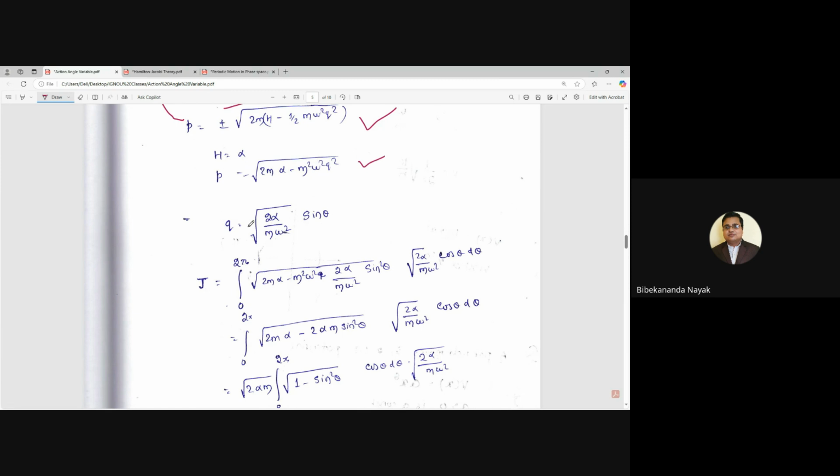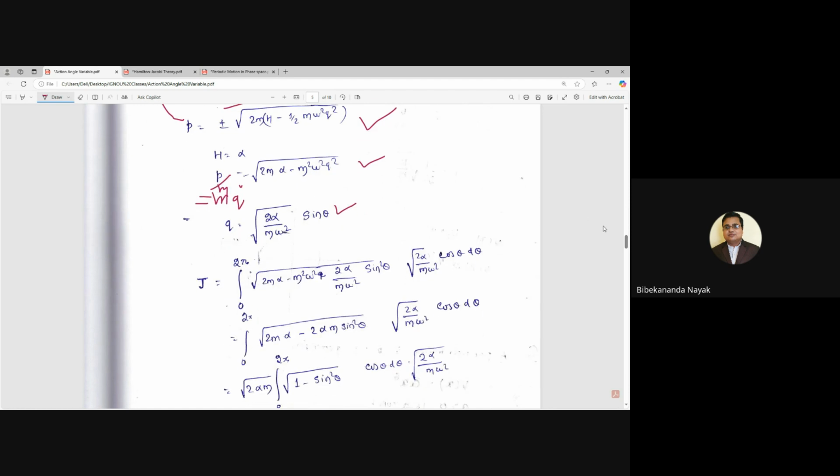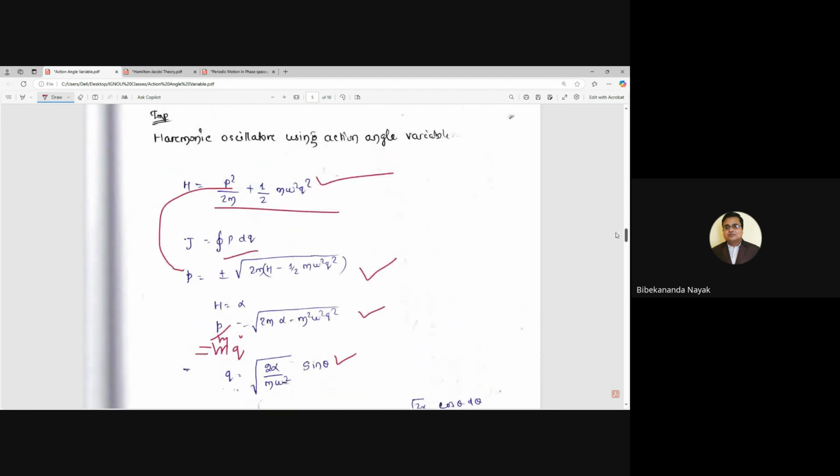From this you can calculate, substituting here, q is equal to root of 2 alpha by m square. Or P is equal to m q dot, isn't it? So you can calculate q dot as p by m, integrating it, you will get q. Or from substituting this equation, you can calculate q. H is equal to alpha. So substituting the value of p here, you can find q in terms of p and alpha.